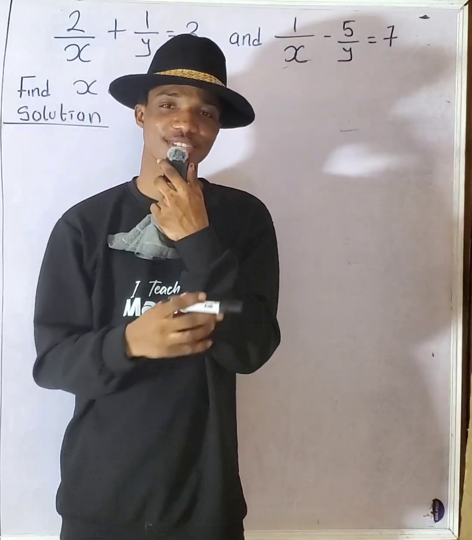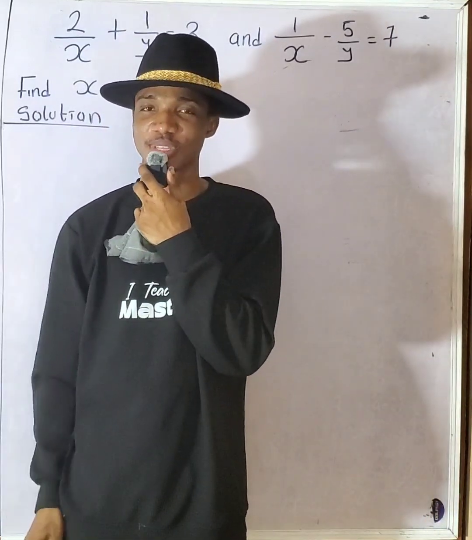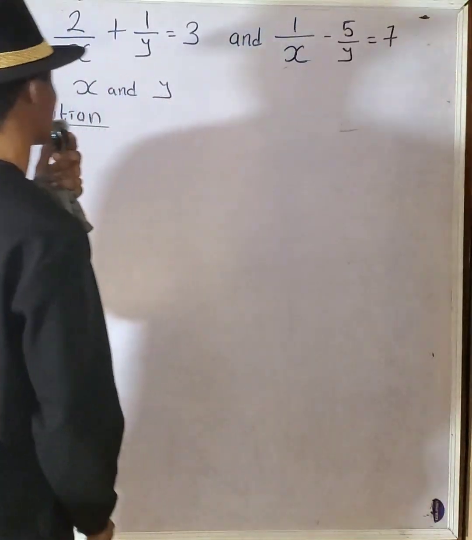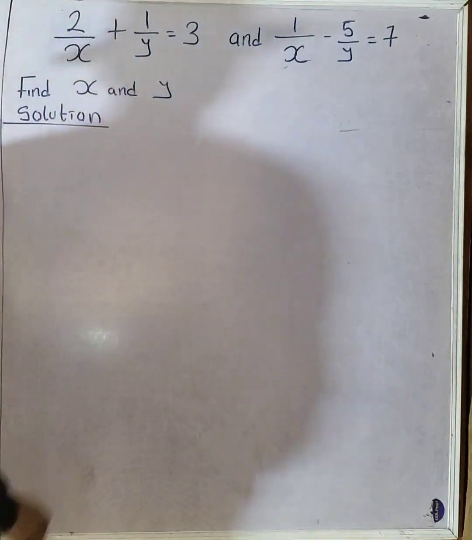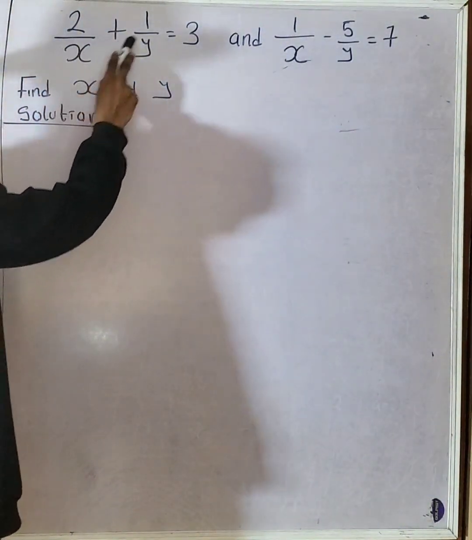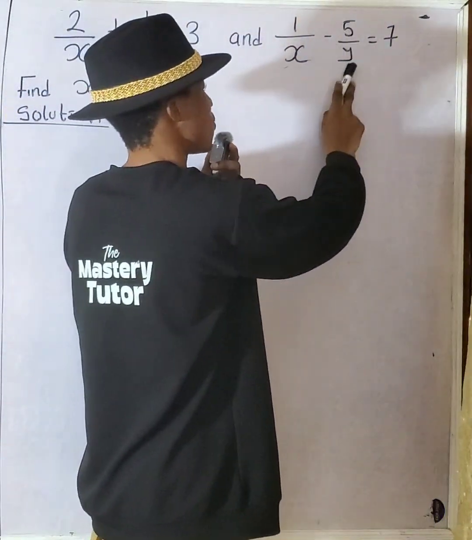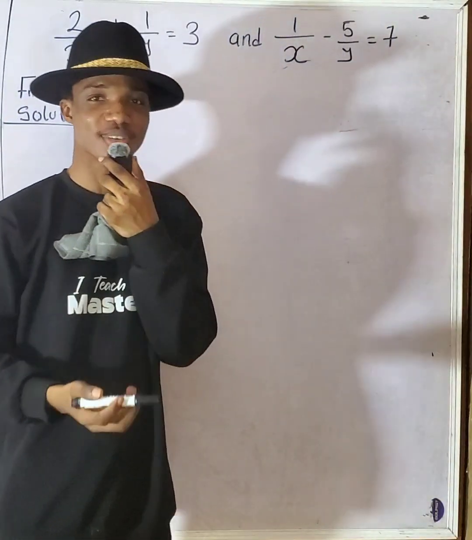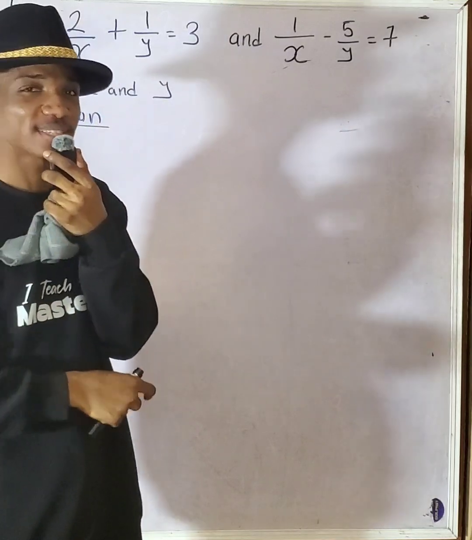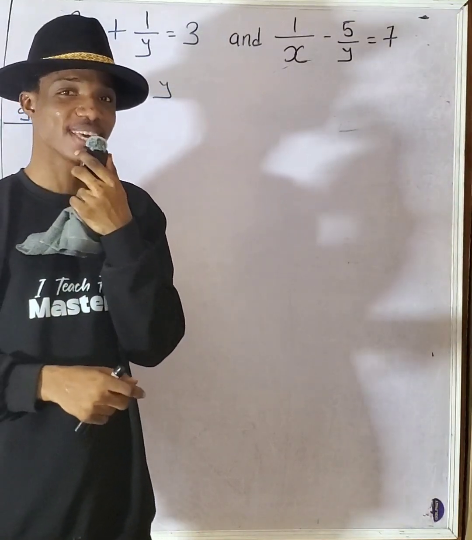Can you solve this fractional simultaneous equation that we have on the board? Here we are asked to find the value of x and y. 2 over x plus 1 over y equals 3, and 1 over x minus 5 over y equals 7. This question is simple. I'm going to show you a more excellent way to approach the question, okay?